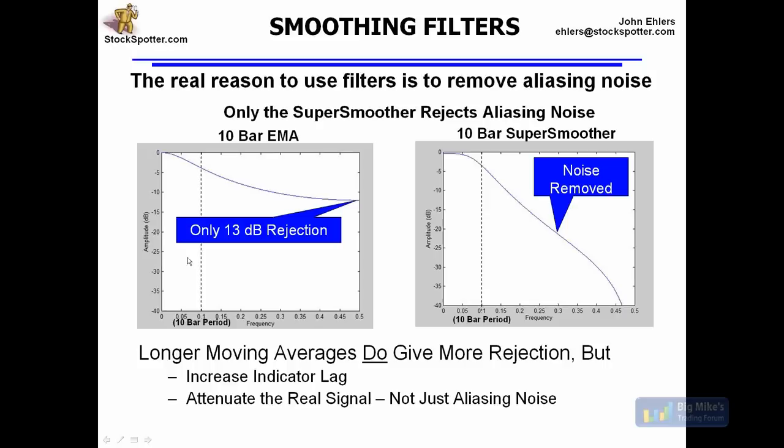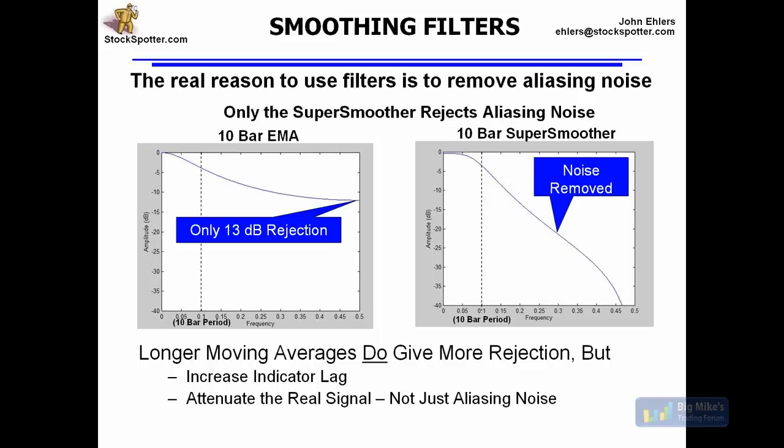So there's not much filtering going on with a moving average. Now, I can get better filtering at the Nyquist frequency by making a longer moving average. And it does give more rejection at the Nyquist frequency, but I pay a penalty for that. Down at the bottom, you see I get increased lag. The longer the moving average, the more lag I have. Not only that, but I'm moving the attenuation band of the filter into the real signal.